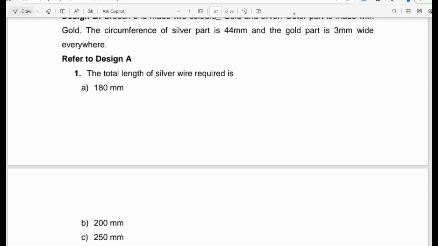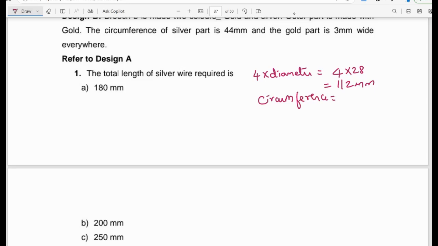Refer to design A, the total length of the silver wire required. So what will be the length of the silver wire? The length of the silver wire will be 4 times the diameter. The diameter is taken as 28. So 28 into 4 is 112 millimeters. Now along with that, you use a wire to even make the circumference of the circle.